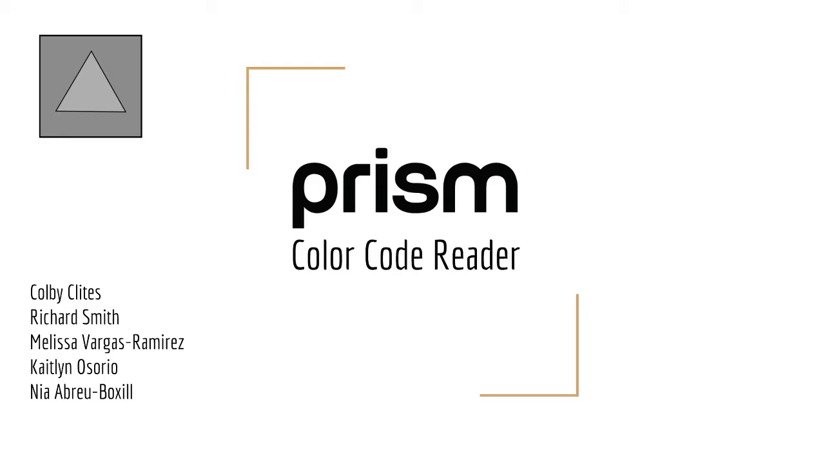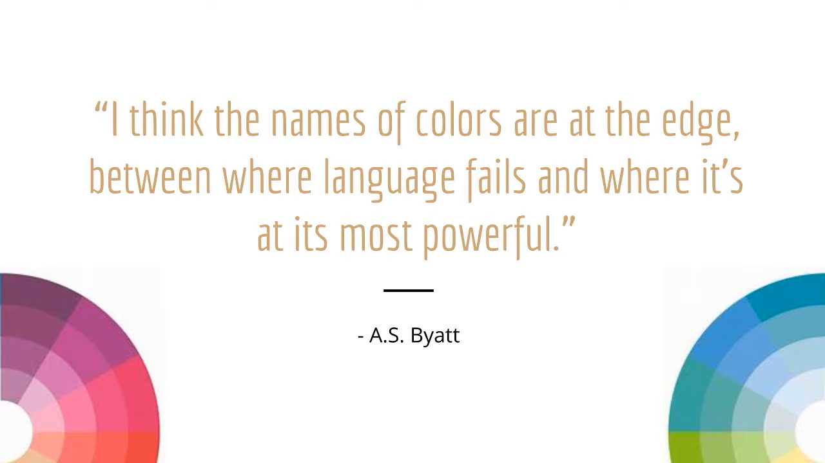So to get a little more background knowledge, you first want to understand what we're kind of dealing with. And so I like to look at quotes to get started. One quote I like is, "I think the names of colors are at the edge between where language fails and where it's at its most powerful." And I take that to mean there can be an endless amount of colors. You take one color and you change it slightly and it's a whole new color. And how do you name all these little tiny differences?